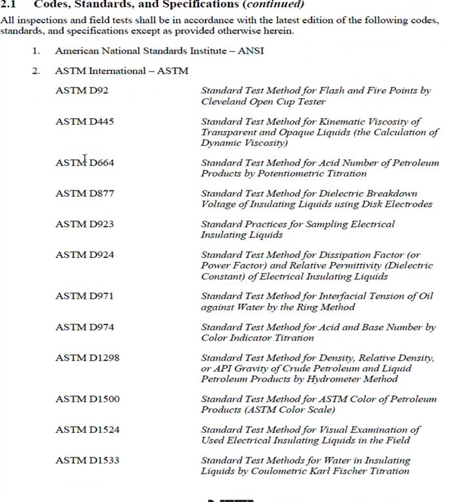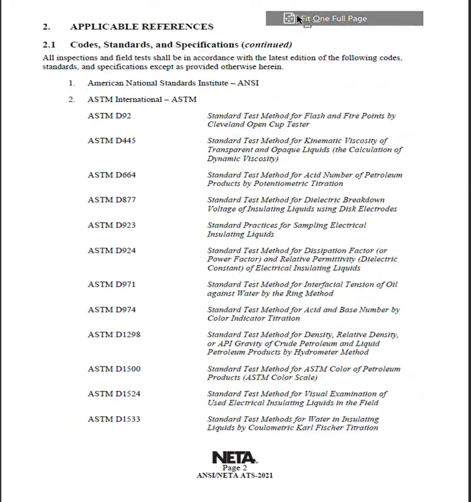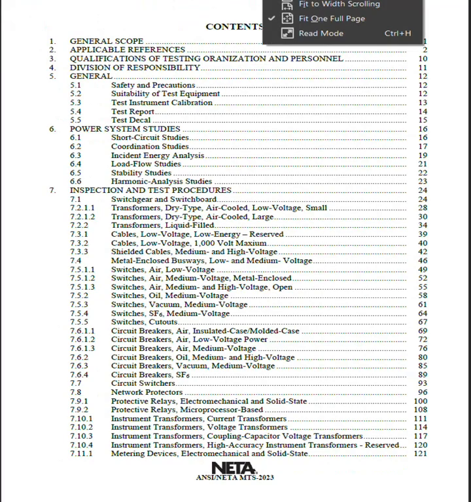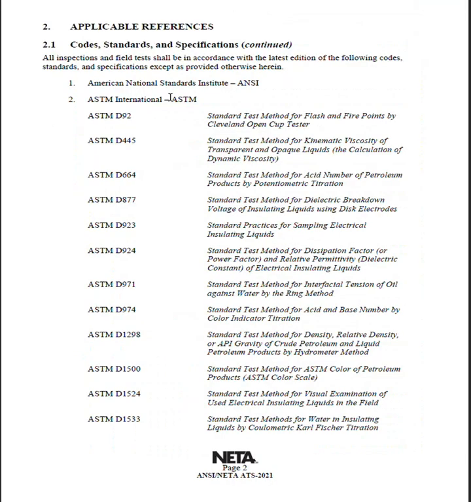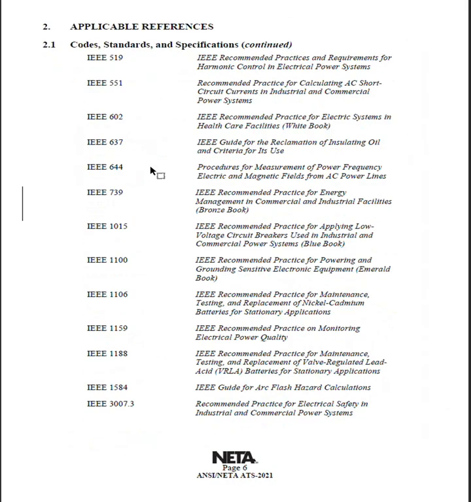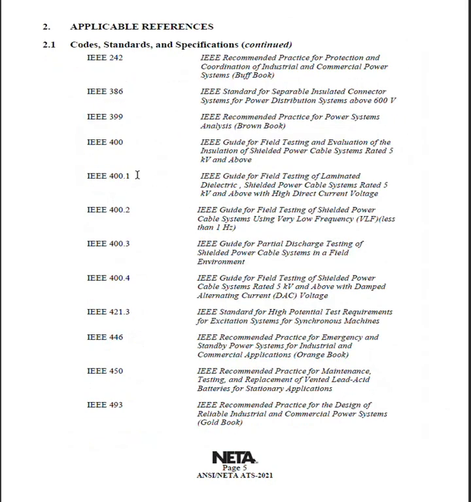Okay, so under the applicable references, here's all your references. Okay. How do I figure out what IEEE 400.2 is? What is that for, right? Well, testing of shielded power cables. So VLF, right? So how do I find my VLF data when I'm doing tan delta or VLF? Right, bam, right here. Use this document.